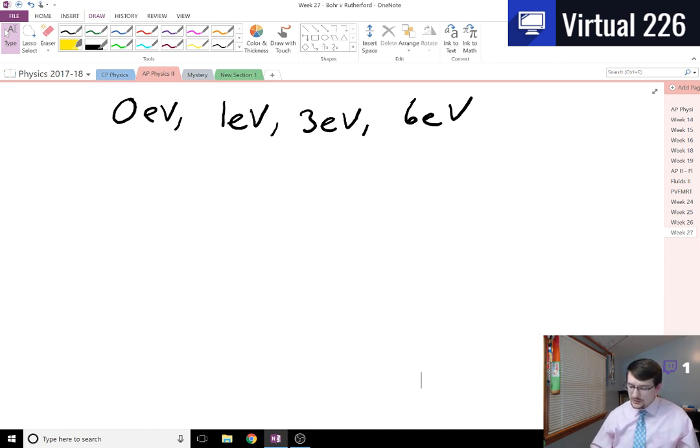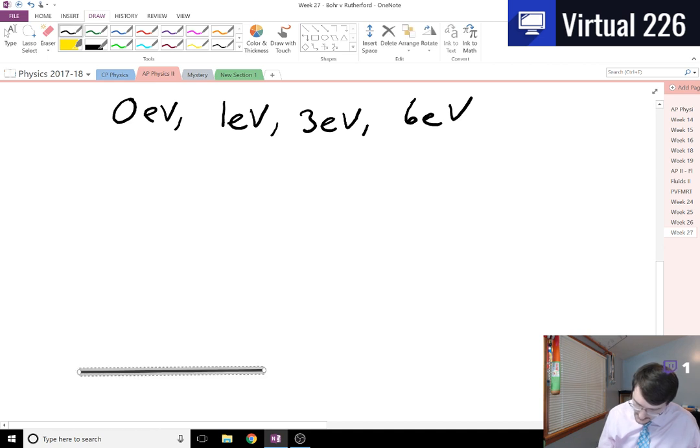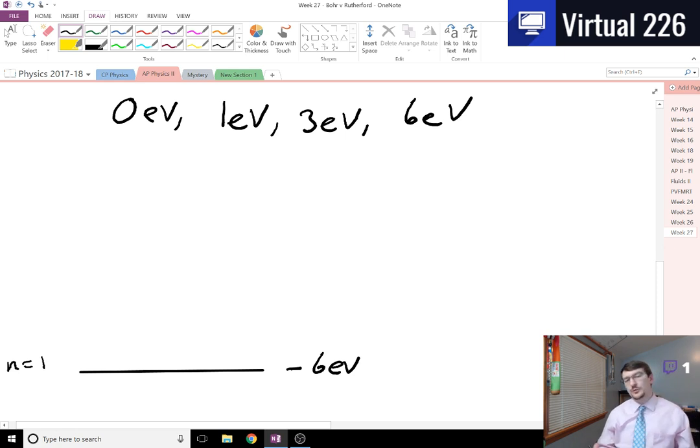So whenever we create our energy levels here, we are going to have 4 lines. The first line is actually going to be at -6 electron volts. And this is going to be n equals 1. The principal quantum number here is going to be 1 for that. This is our ground state.